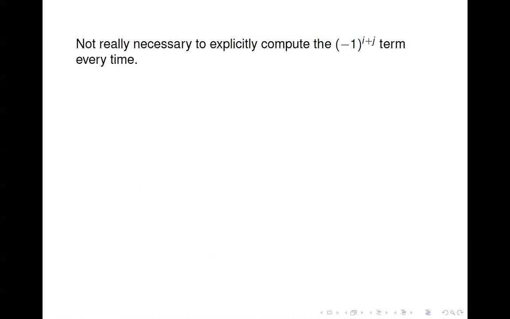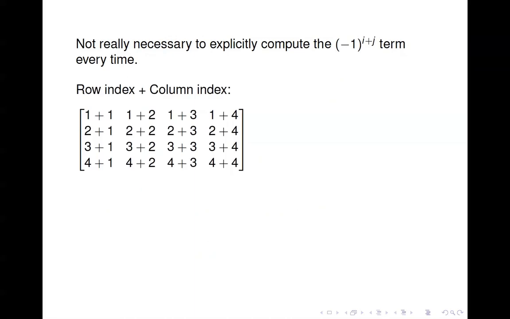Okay, now just a little aside, it's really not necessary to explicitly compute this minus 1 to the i plus j term every time. Here's a 4 by 4 where I've put as the entries in the matrix just the row index plus the column index. So 1, 1 position, we got 1 plus 1. 1, 2 position, 1 plus 2, and so forth. So if we look at what that is, we end up with these numbers. And remember, we want minus 1 raised to each of these powers.